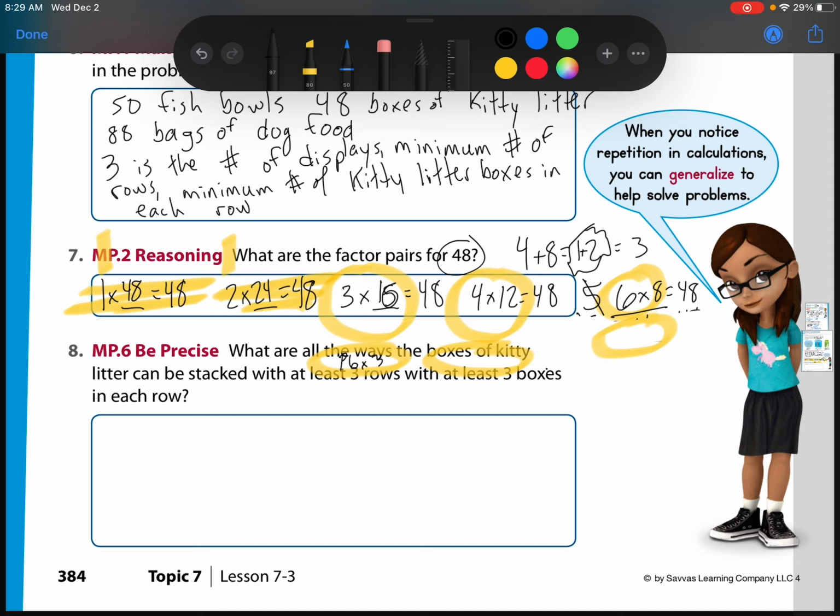So let's write those answers out. We could have 3 and 16, so 3 rows of 16. We could have 4 rows of 12 in each row. We could have 6 rows with 8 in each row. We could have 8 rows with 6 in each row. We could have 12 rows with 4 in each.